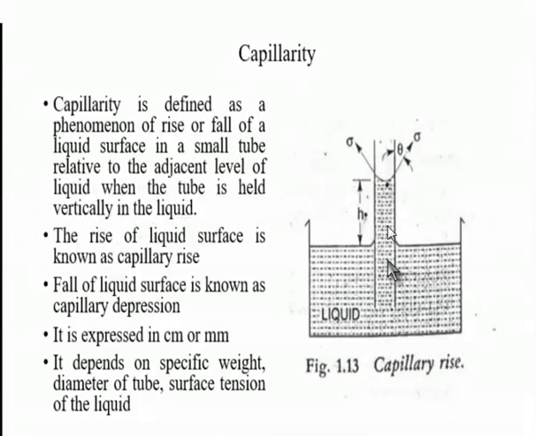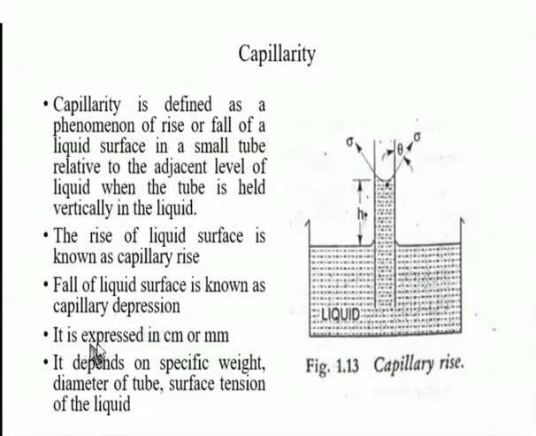If you hold it vertical here, this is subjected to the surface tension sigma, and the angle between the rise or fall surface and the vertical is indicated by theta, and this is the height. The rise of the liquid surface is known as the capillary rise. If it is a rise in the tube, it is known as a capillary rise. The fall of the liquid surface is known as a capillary depression. If it is a fall, then it is the capillary depression.